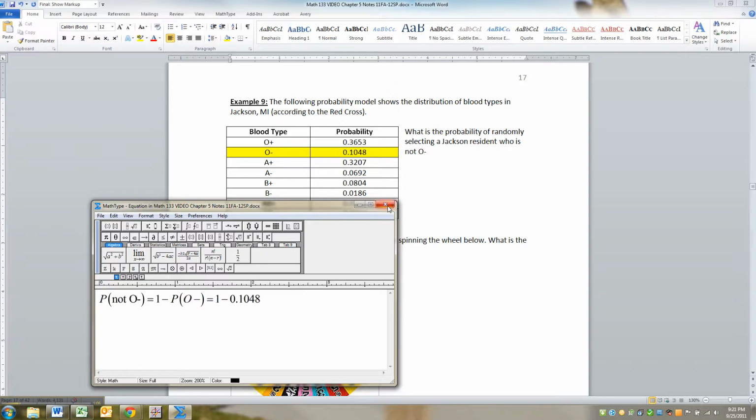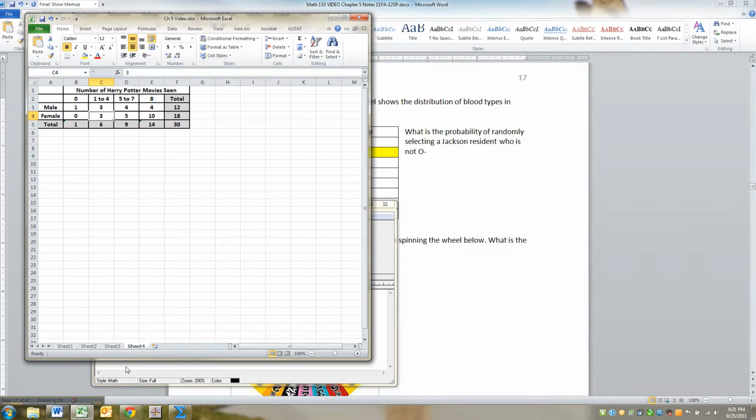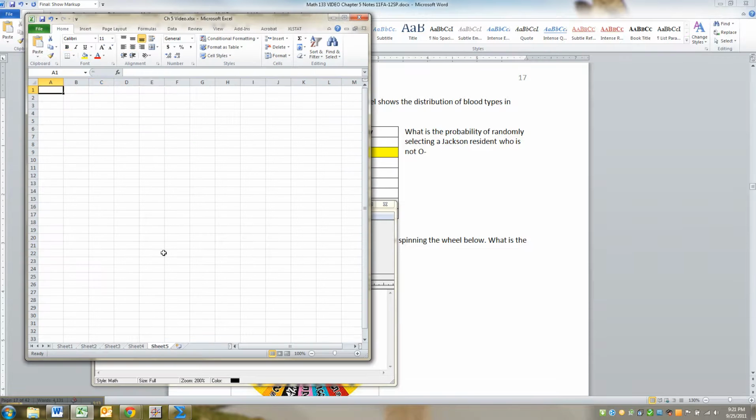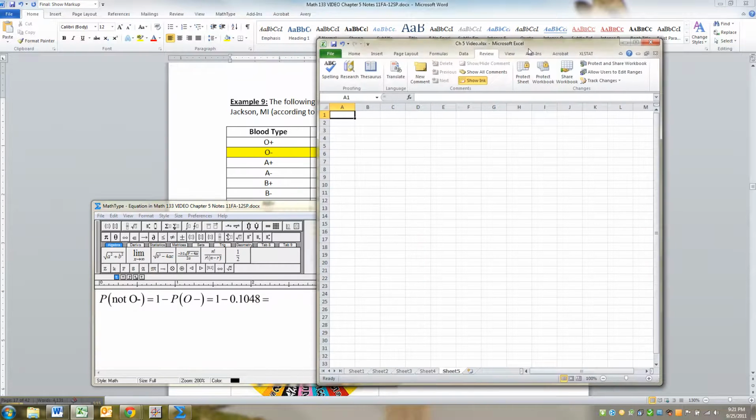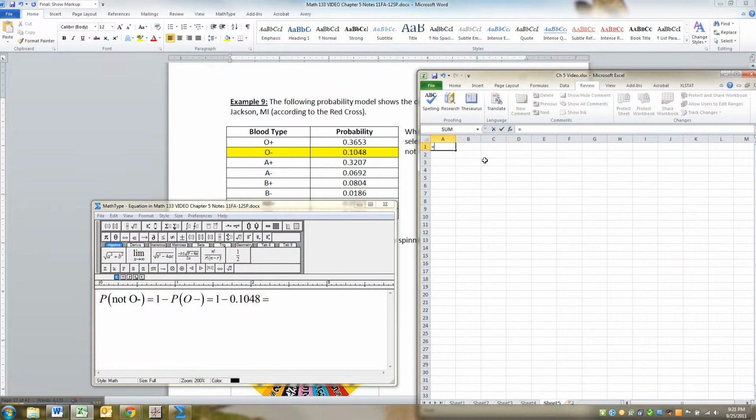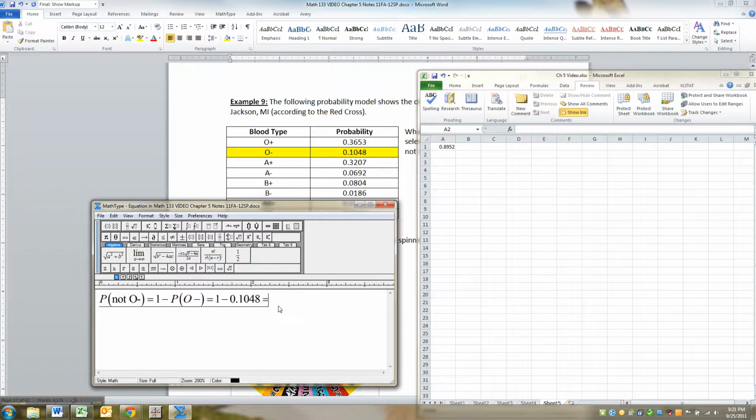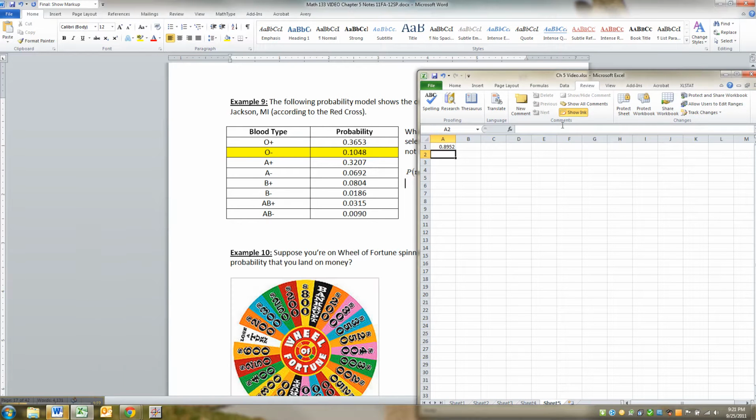We're actually a little bit higher than the national average. And then I'll bring up Excel to do that. Although, honestly, I could do that one in my head, but equals 1 minus 0.1048. So it's 0.8952. There we go.